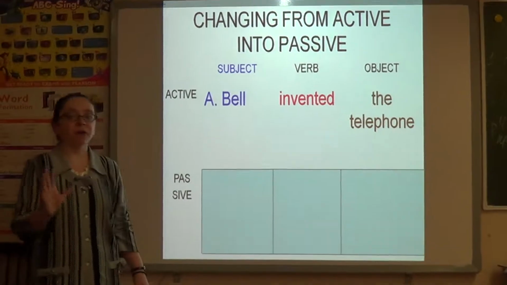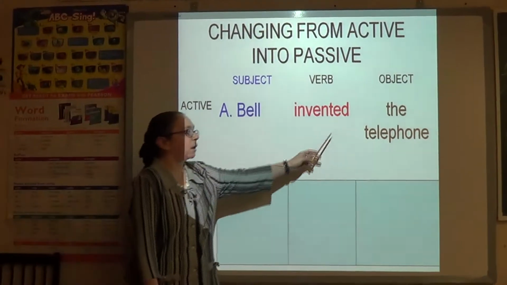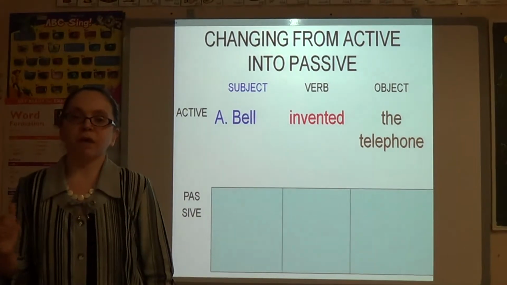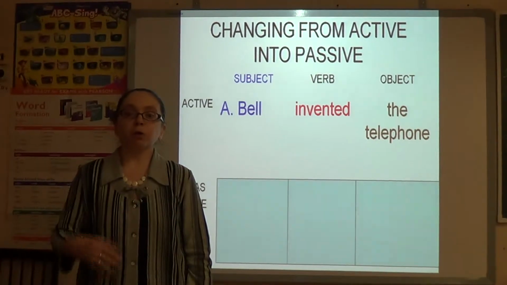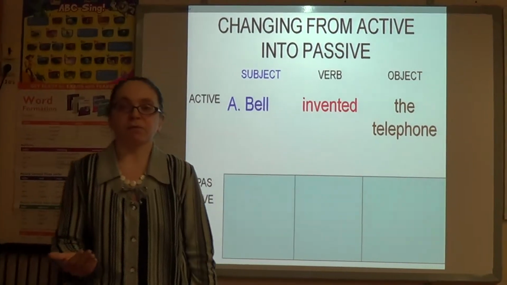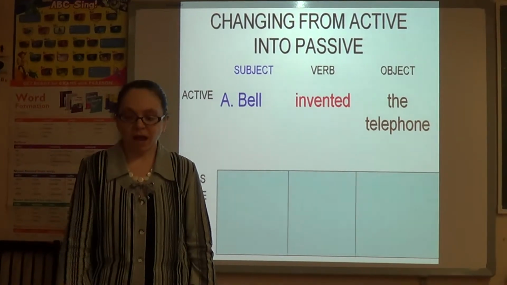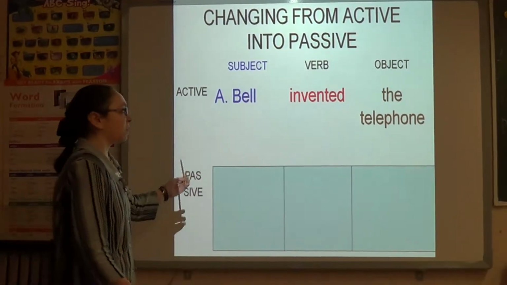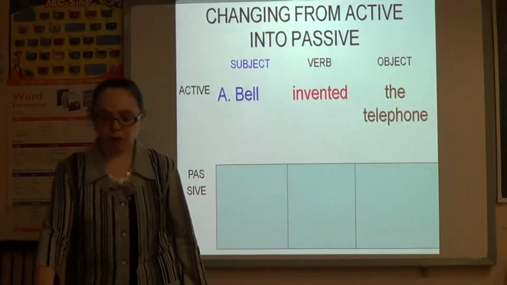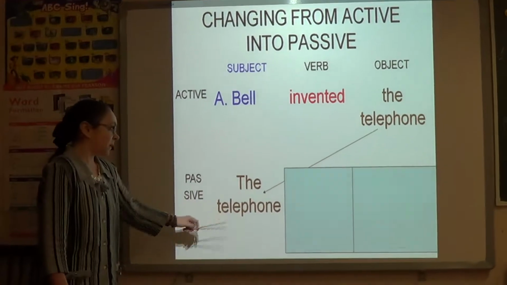We have a very easy, simple, active sentence. Alexander Bell invented the telephone. The first question we should ask ourselves is who or what was the object of the influence? Who or what was changed after the action? And in this sentence, it's obviously the telephone. So, the telephone will become the subject of the passive sentence.